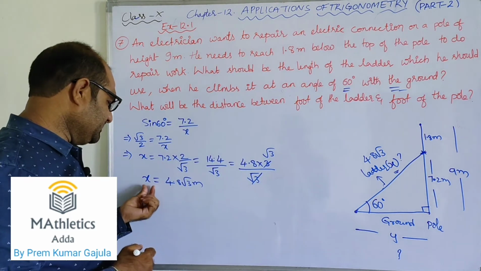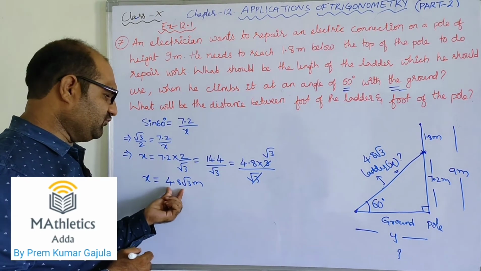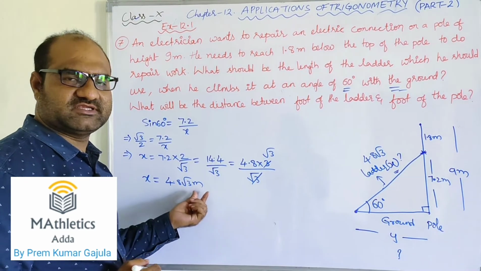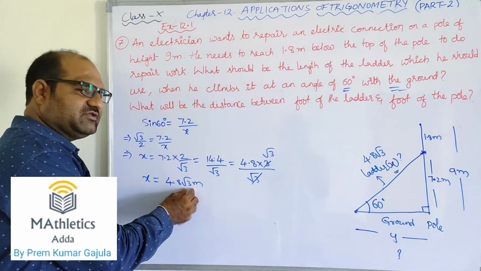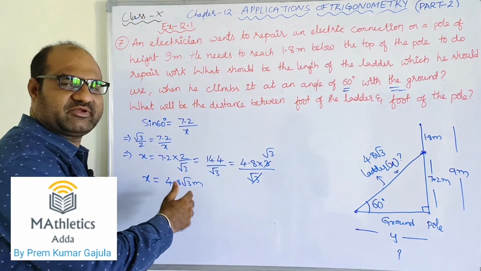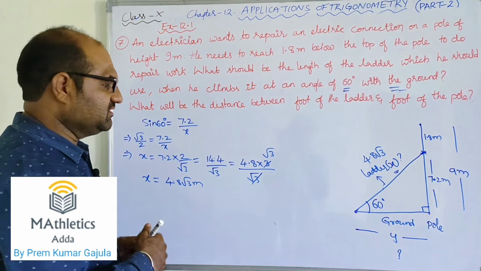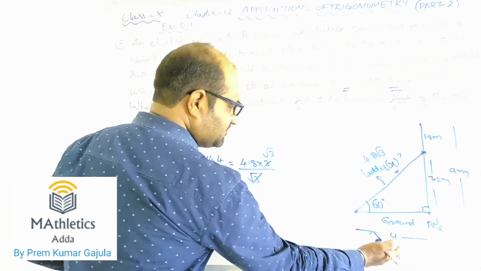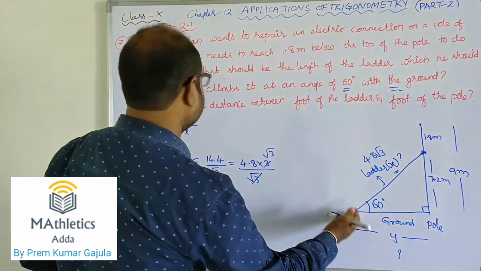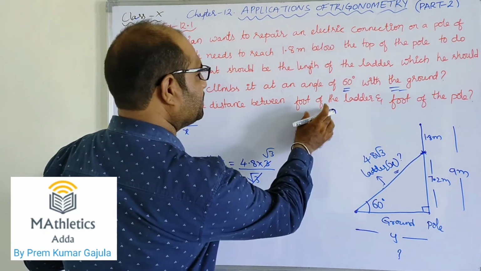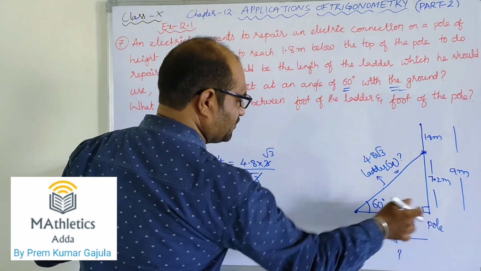Now here we have got ladder length x is equal to 4.8 into root 3 meter. And if you want to further simplify, you can take in the place of root 3, 1.732 and you can multiply. Now let us look at the y value, that is the distance between the foot of the ladder and foot of the pole.